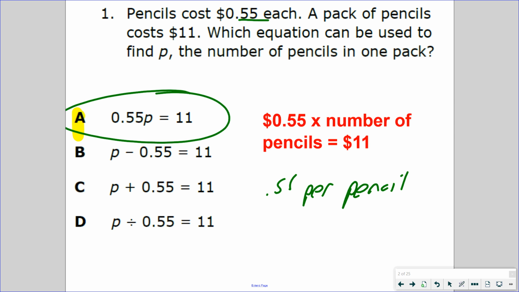It's a multiplying relationship because if I buy 0 pencil, it will cost me 0 cents. 1 pencil will cost me 55 cents. 2 pencil will cost me $1.10. Again, you put a multiplication dot right there.